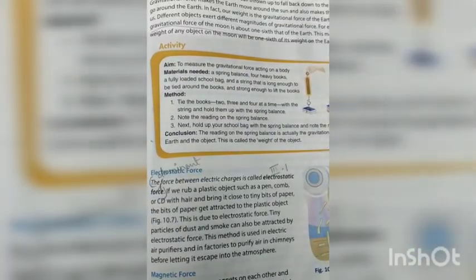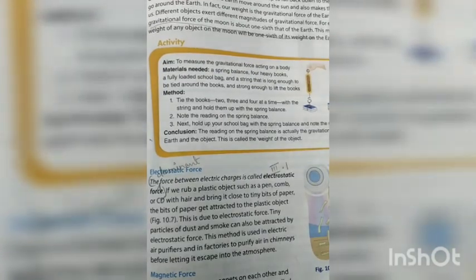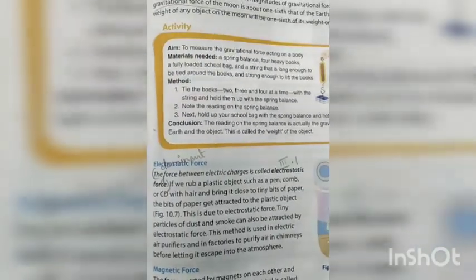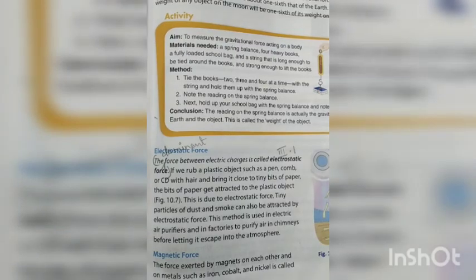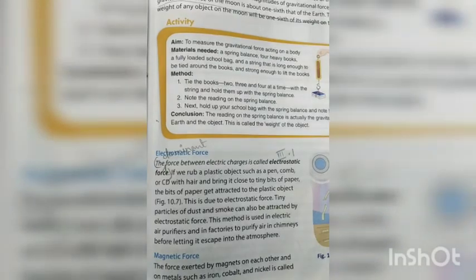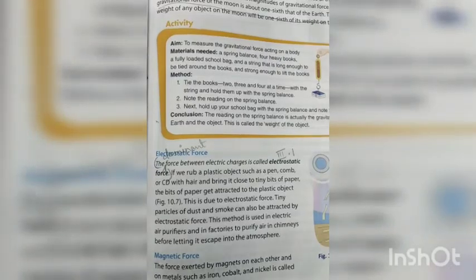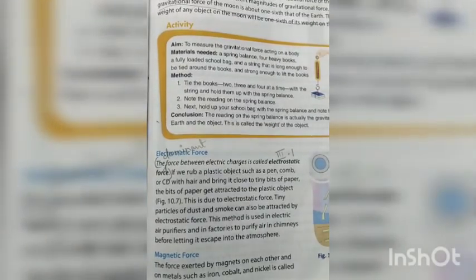Next we have seen is about the electrostatic force. What do you mean by electrostatic force, children? The force between electric charges is called electrostatic force. Now, for example, if you rub a plastic object, a comb or a ruler with your hair and bring it near tiny bits of paper, the tiny bits of paper will get attracted by the plastic ruler or plastic comb. Now, what is the reason? This is due to the electrostatic force. Tiny particles of dust and smoke can also be attracted by the electrostatic force.